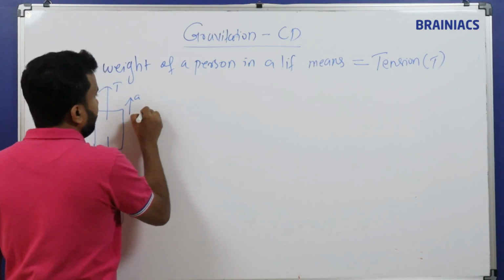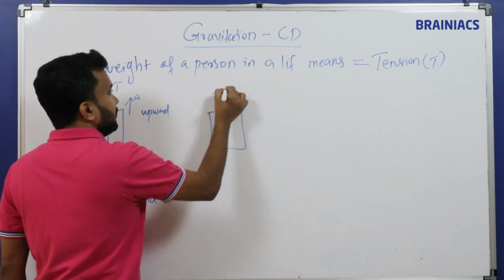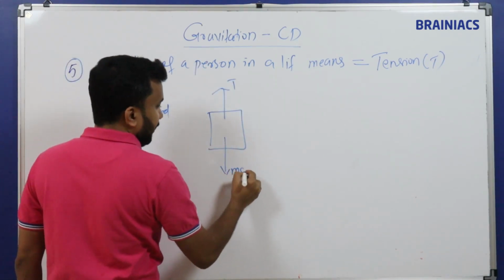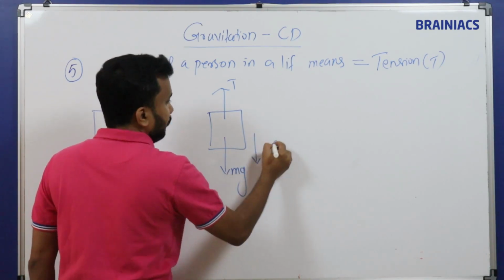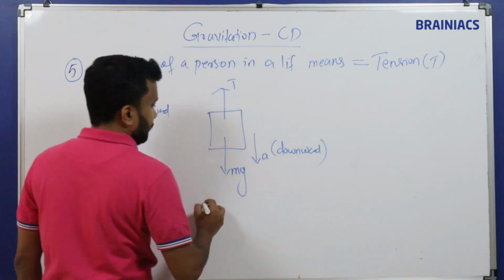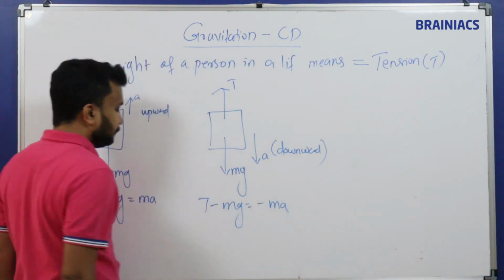Second case, the lift is moving downward. Tension will still be there because the lift box is connected with a rope. Mg, the weight, is downward, and acceleration is downward because it is moving in the downward direction. So T minus mg is equal to minus ma.